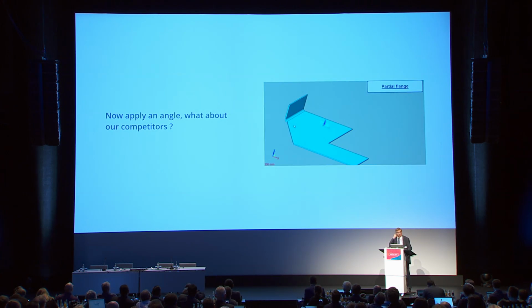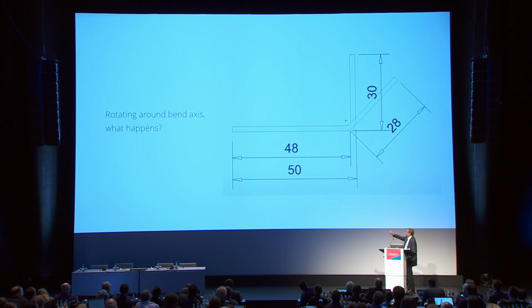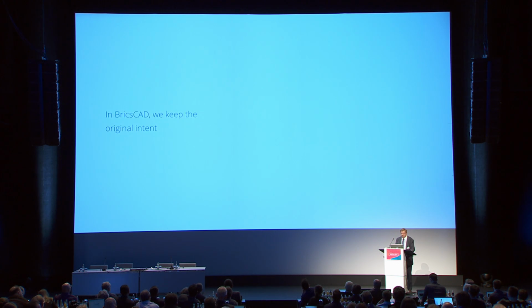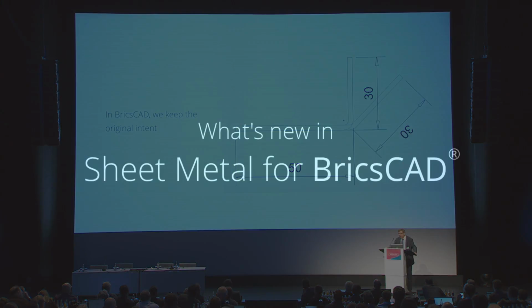Apply an angle. What about our competitor? Look at this. They rotate. Okay? Once again, because I like it. The rotation is around the bend axis. The flanges are reduced. There is never any reason to reduce the flanges. This is not a behavior. This is just a mistake. Just a mistake. That's crazy. And of course, in BricsCAD, we keep the design intent, of course.